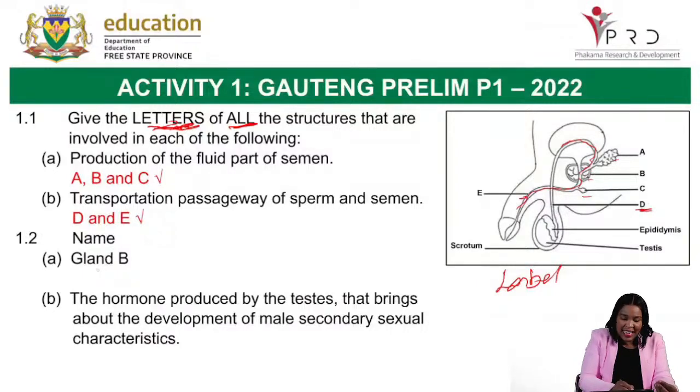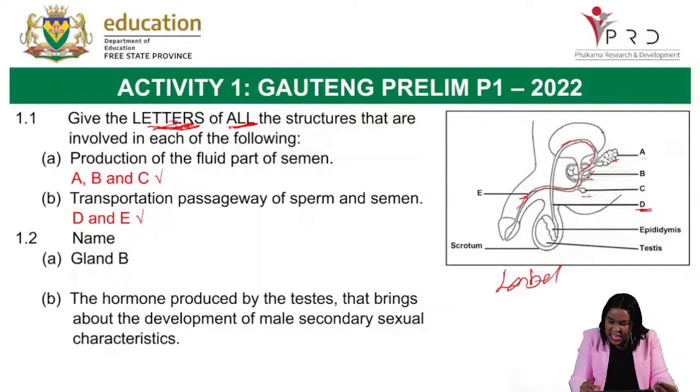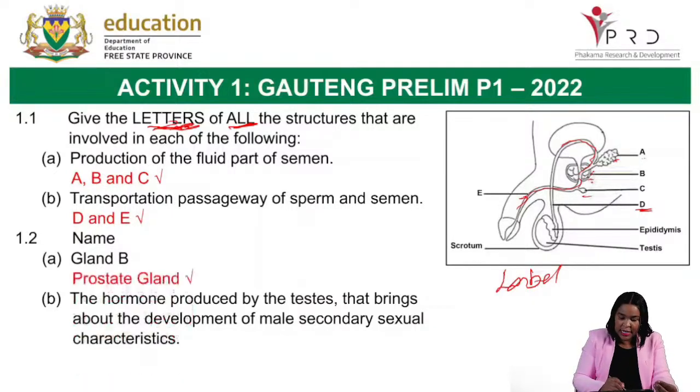And then name gland B. You're going to go check your glands. You know this one is the one that looks like a leaf, which is A. B is the bigger circular one or oval one. And then C is the smaller one. What is the name of B? B will be your prostate gland.